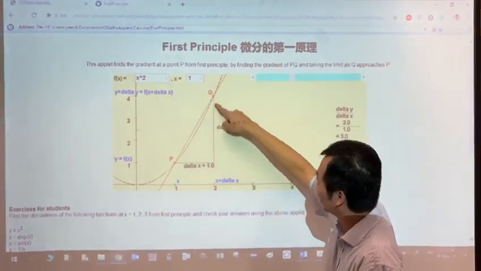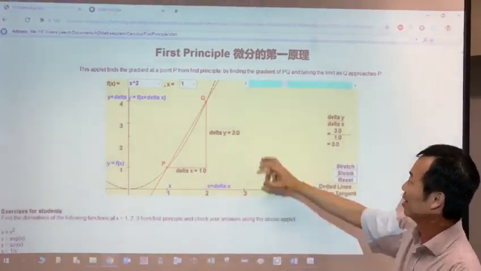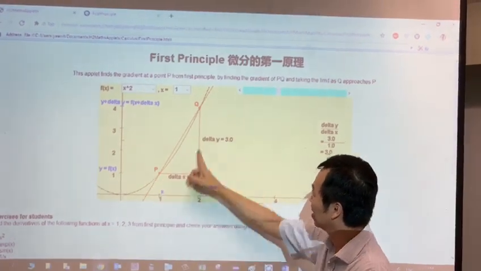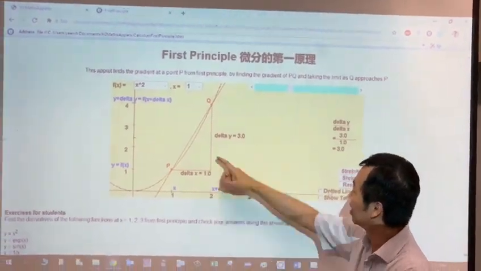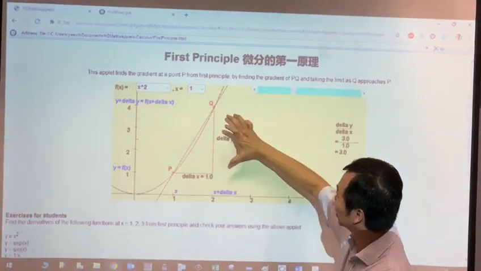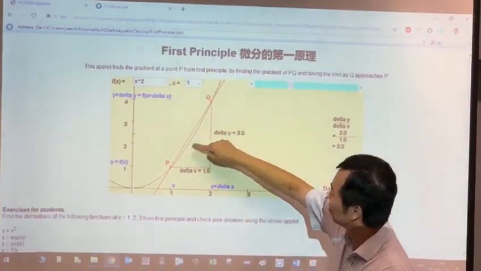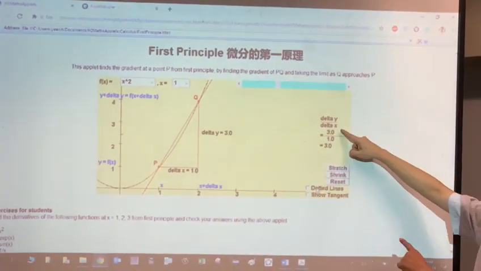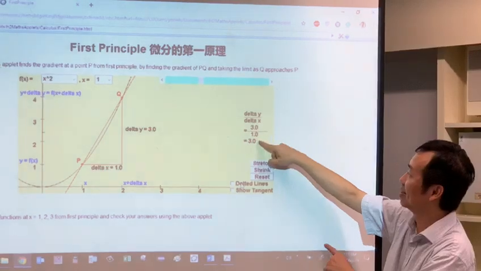Then form this triangle here. When we measure this triangle, I put P and Q at when x is 1 and 2. So when I form this triangle, I find that the length in the x direction is 1, in the y direction is 3. So I can find the gradient of this line PQ. What's the gradient? 3 divided by 1, so the gradient is 3.